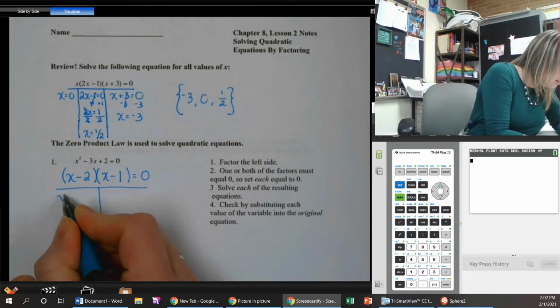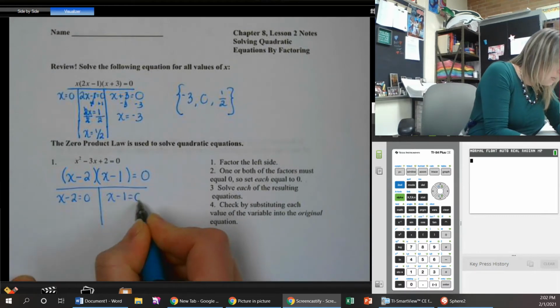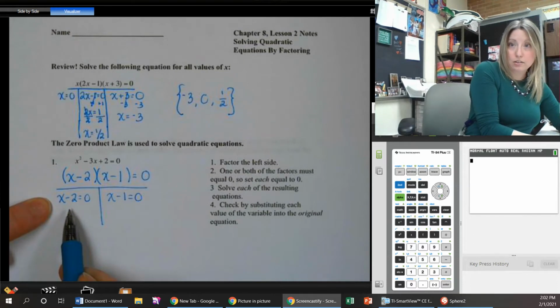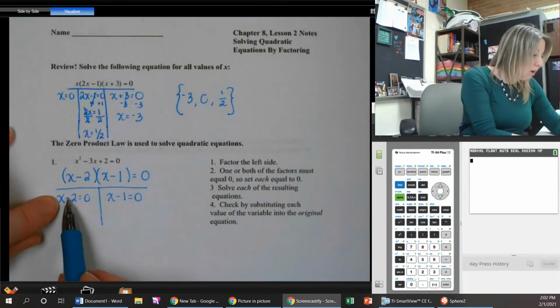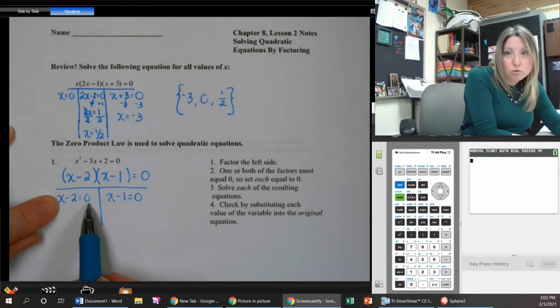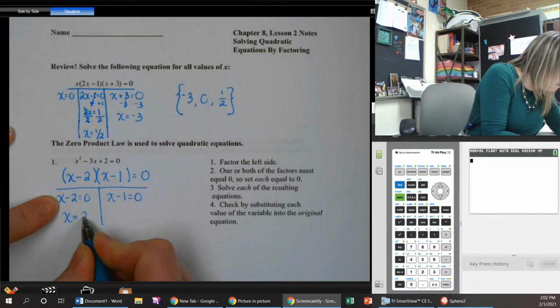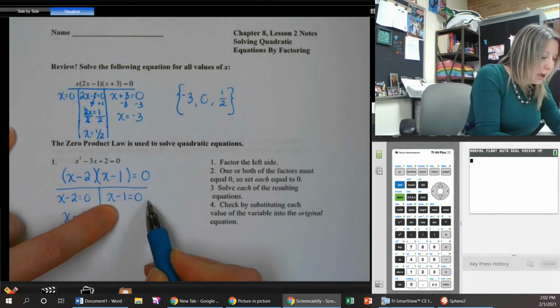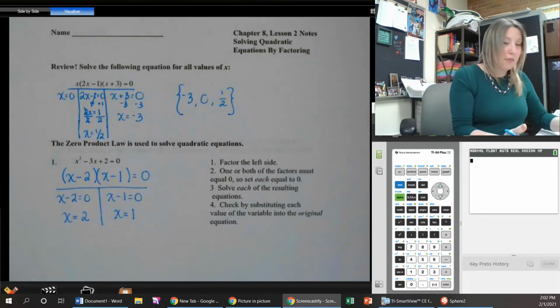So I set each factor equal to 0. And then I solve each factor for x. So I'm sure at this point we've done enough work where you can see, oh, well, let's see. I'd add 2 to both sides over here to get x alone. So x must equal 2 on this side. And over here, I would add 1 to both sides of the equal sign to get x alone. So x equals 1 on this side.